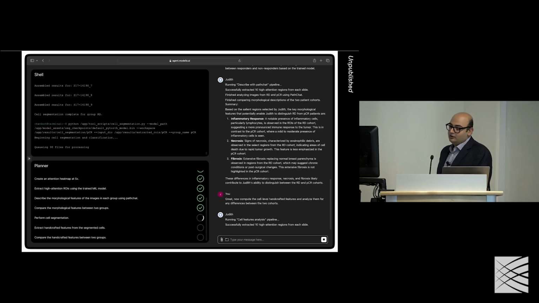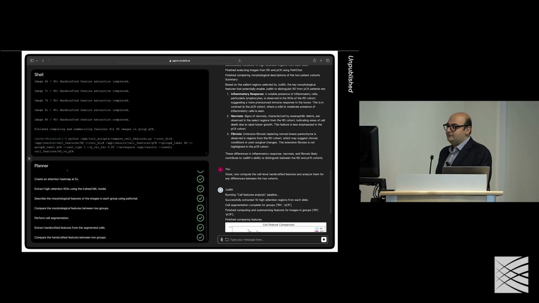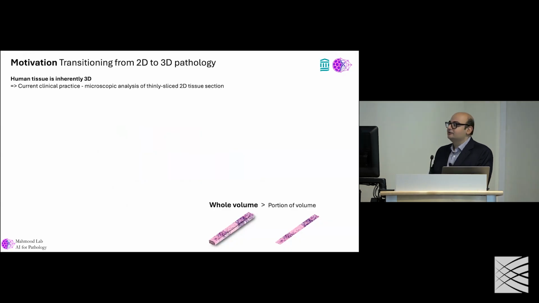And then maybe you want some more enhanced interpretability. You can say, within your high attention regions, can you segment all the cells, extract handcrafted features, and give me differences between responders and non-responders in a more clear manner, and you can do that too. There are other examples of this that we have out there, but we'll have more to say about this in the coming months.